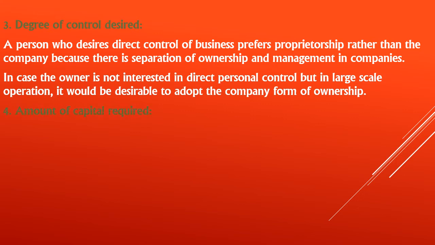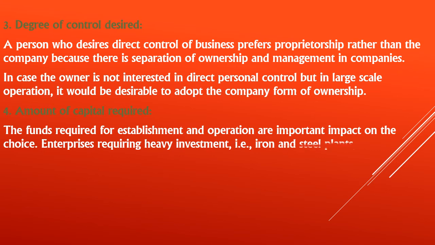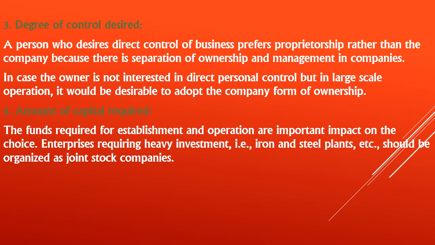Number 4, amount of capital required. The funds required for establishment of operation have an important impact on the choice. Enterprises requiring heavy investment, for example iron and steel plants, should be organized as a joint stock company. Where a huge fund is required, it is better to organize as a joint stock company, because in a joint stock company you can pool in the funds by selling the shares to the public.